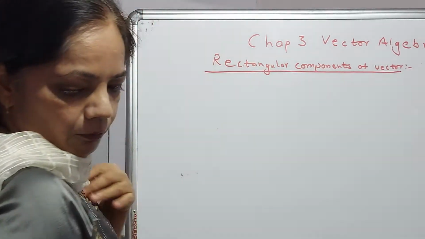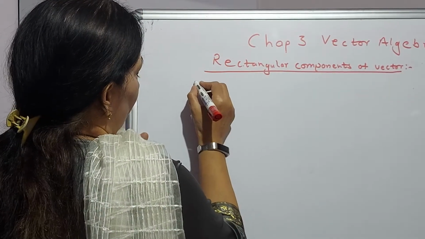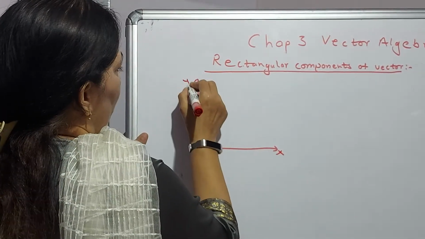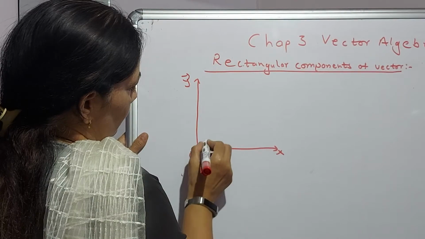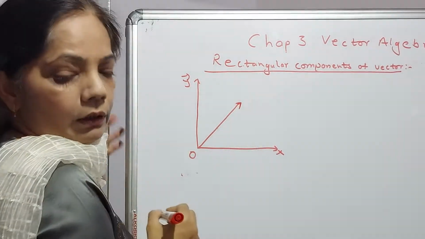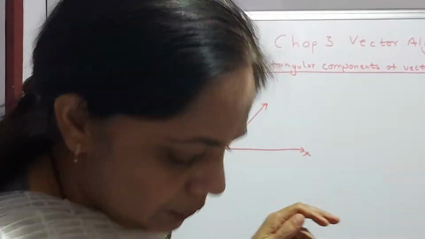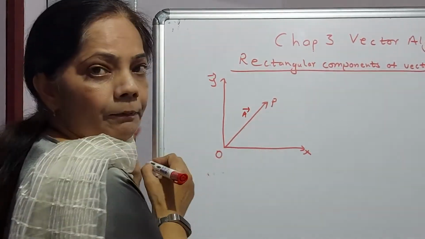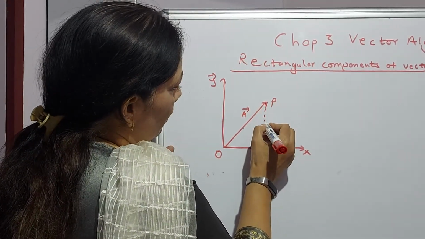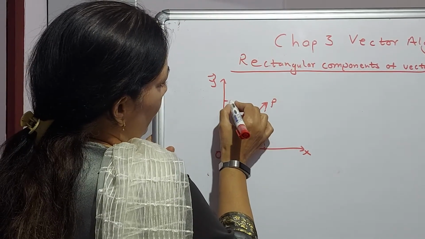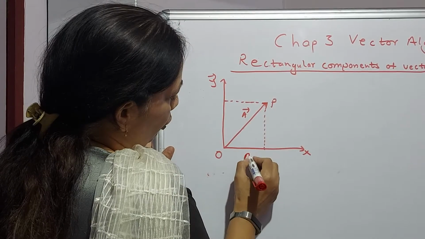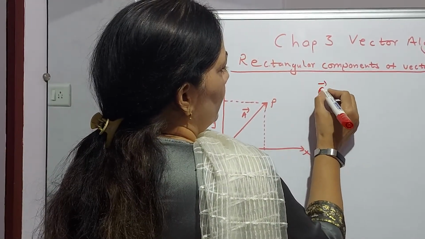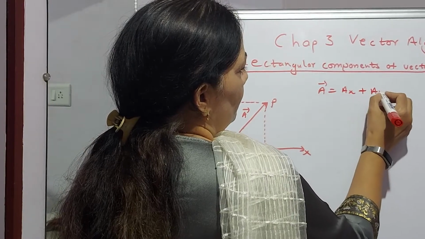Rectangular components of vector. So how can you say so? Suppose you have the x-axis, you have the y-axis. This is the origin, this is one vector. Correct? So how will I show the vector? This is point O, this is point P. I'll show this to be my vector A. Then I'll drop perpendiculars on the x-axis and y-axis also. So these are going to give me my AX and AY. So how can I write vector A? I'll write vector A as AX plus AY.